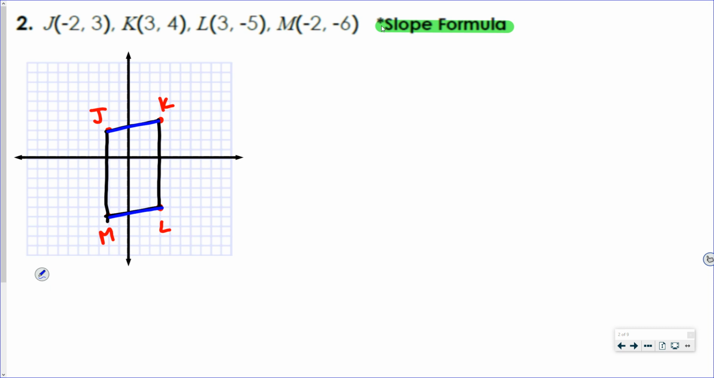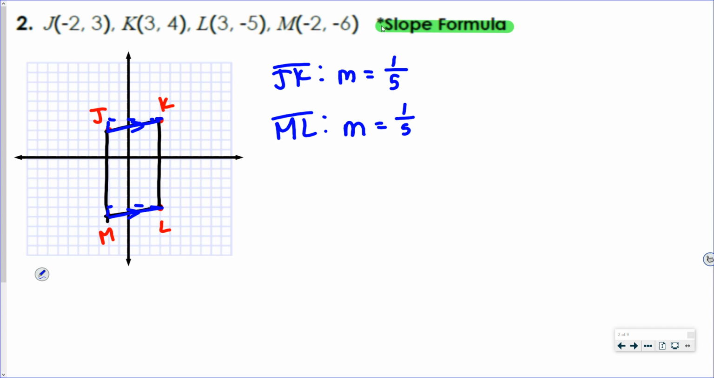Let's calculate those slopes. Now, on a graph, folks, you can just count rise over run. I have a rise of 1 and a run of 1, 2, 3, 4, 5. That slope is 1/5, positive, it's going up. What's the slope on ML? Also 1/5. That doesn't tell me those two sides are congruent. That tells me those two sides are parallel. Parallel, because they have the same slopes.